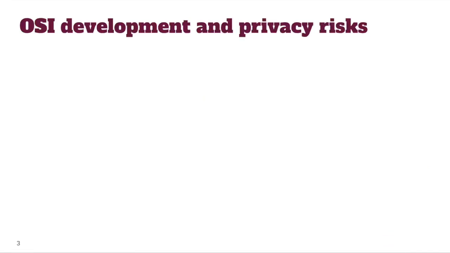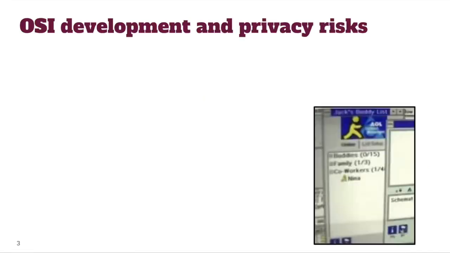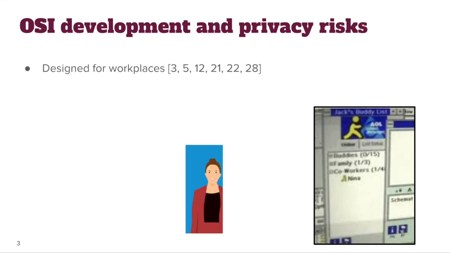OSIs have been around for a really long time. In computer science research, going back at least a couple of decades to the early 2000s, we see that they were initially used in instant messaging and chat apps, like shown here from AOL AIM. They were specifically studied and developed with workplace environments in mind.